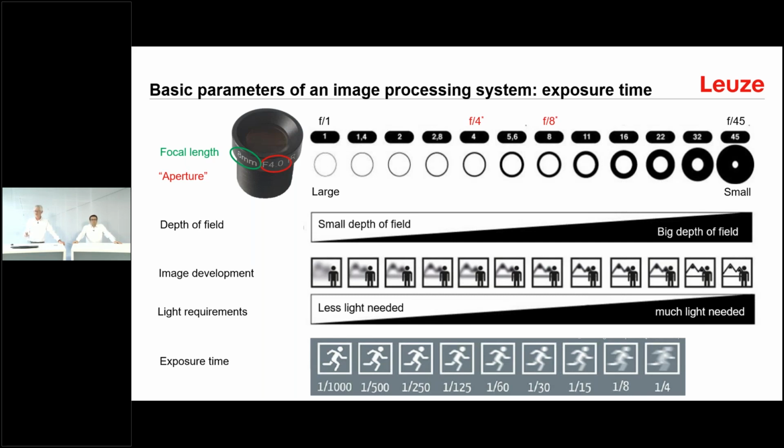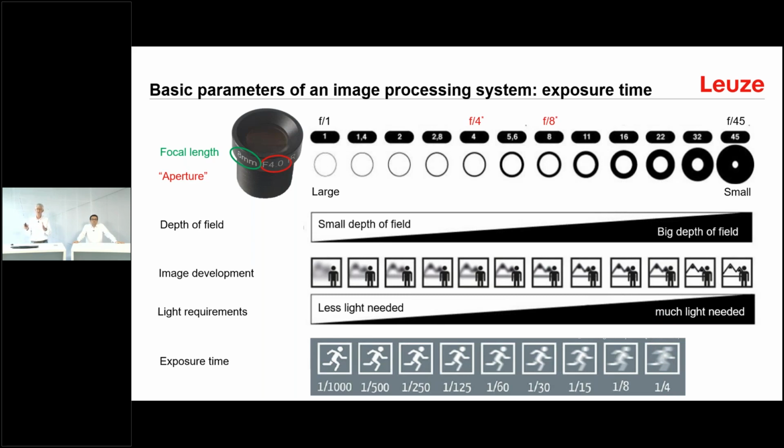For example, if the object is a human body running maybe, and you have a small f number, large pinhole, you have a very short exposure time, which is 1 millisecond only. So this is 1 divided by 1000, so this is 1 millisecond. On the other side, you have a large f number, you have a small pinhole inside, you need more light and you need more exposure time. And 1 divided by 4, so this is 250 milliseconds. So this means your exposure time is 250 milliseconds.